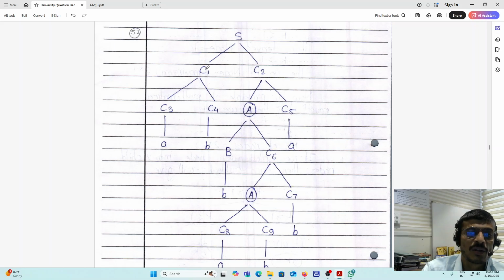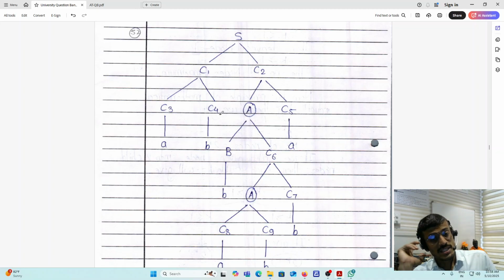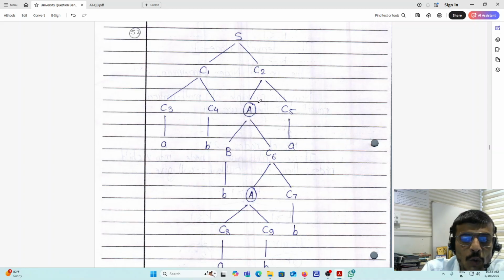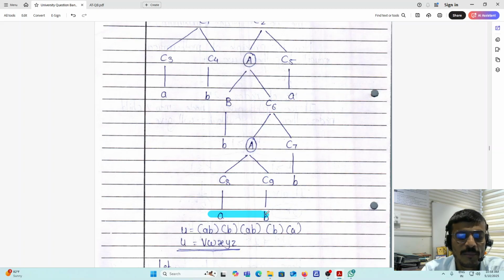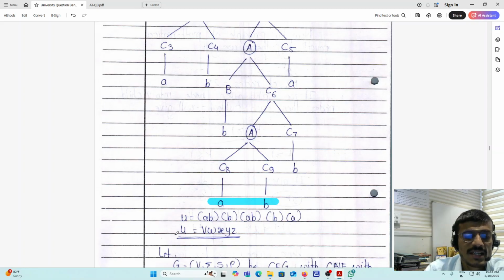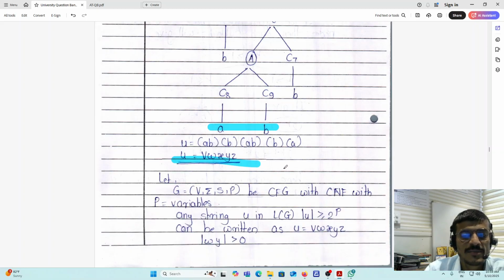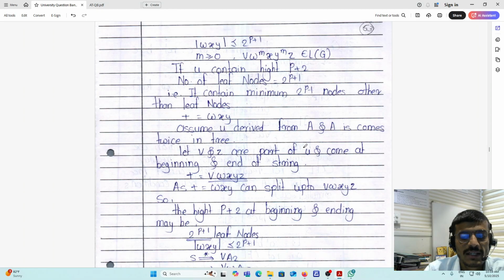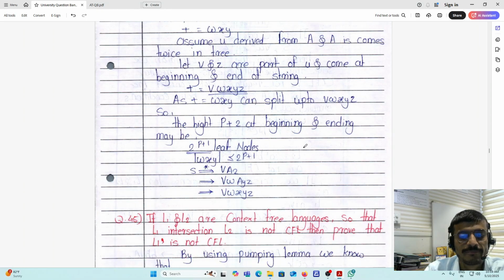C1 is going to pump C3 and C4, and C3 and C4 are going to terminate at AB. Again, C2 pumps A and C5, A is going to pump with B and C6, C5 is terminating at A, and likewise up to AB. So that is the result: z equals uvwxyz. That is the example for the pumping lemma. Fine.